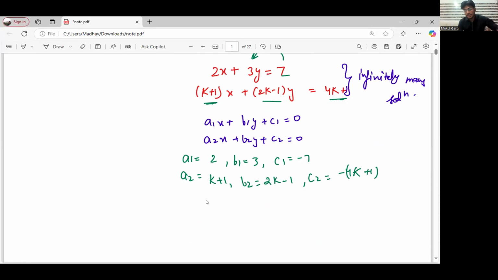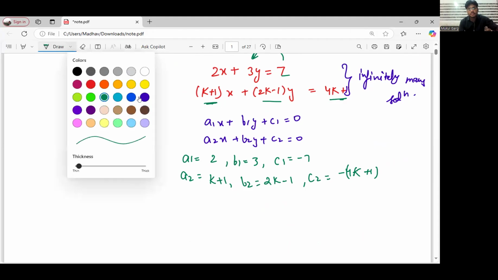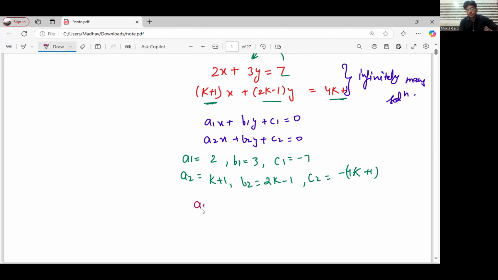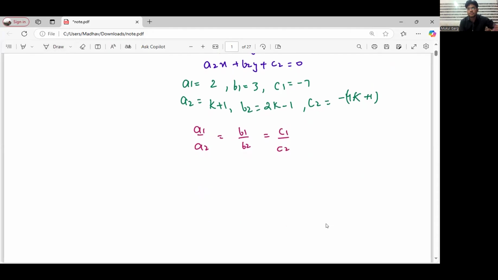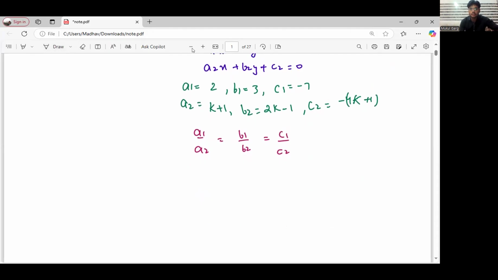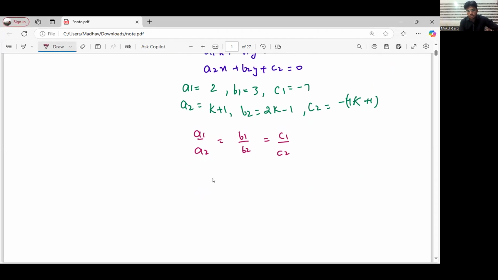Let's continue. So for infinitely many solutions, the condition is a1 upon a2 equals b1 upon b2 equals c1 upon c2. So now what to do? You just need to put the values of a1, a2, b1, b2, and c1, c2 in this condition to get the answer. So a1 is 2, a2 is k plus 1, b1 is 3, b2 is 2k minus 1, c1 is minus 7, and c2 is minus (4k plus 1). So the minus will get cancelled out.